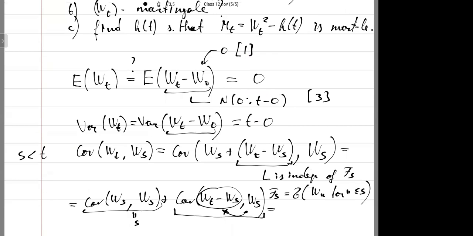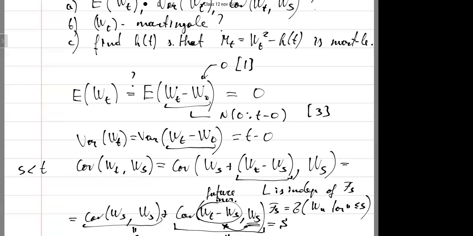My main remark is that these two random variables are independent, because WS is known at S, and everything known at time S, past information, gives me no information about the future increment. These are random variables that are independent, so the covariance is 0, and the final answer is S. Any questions? Clear.